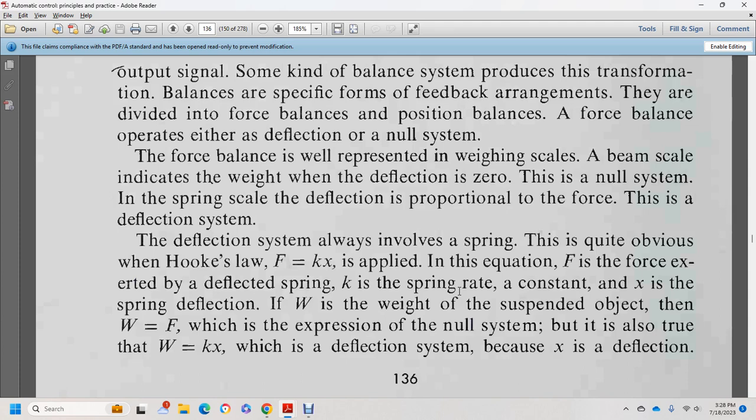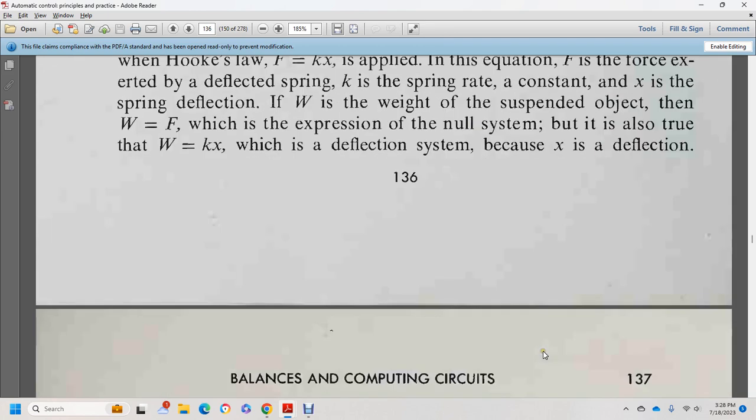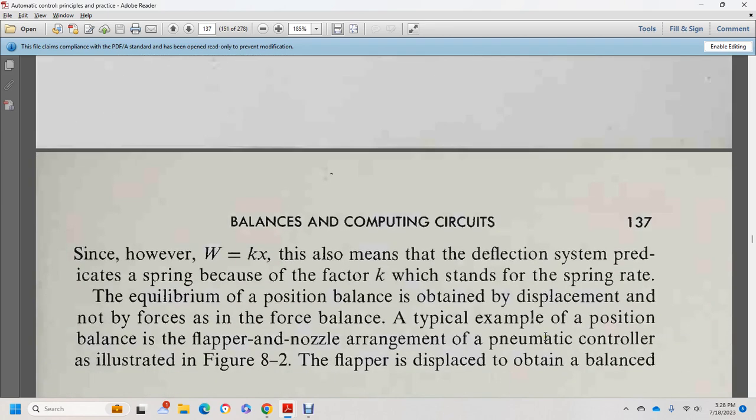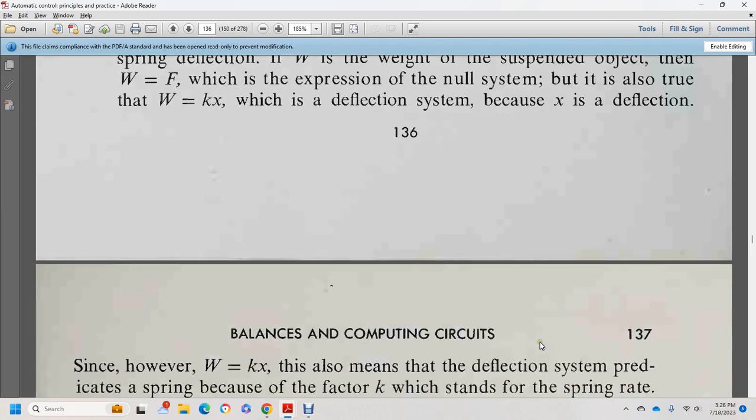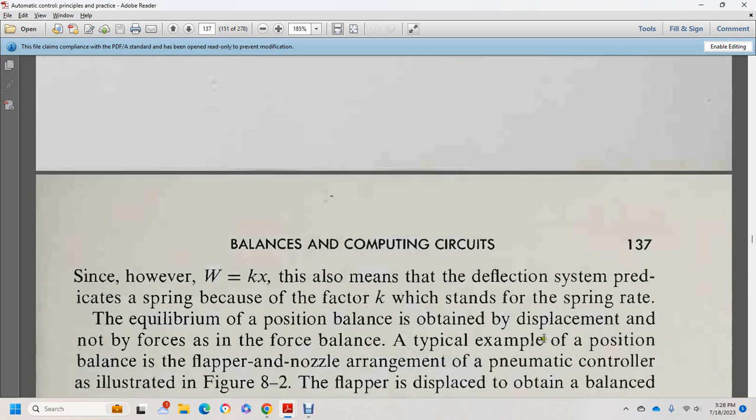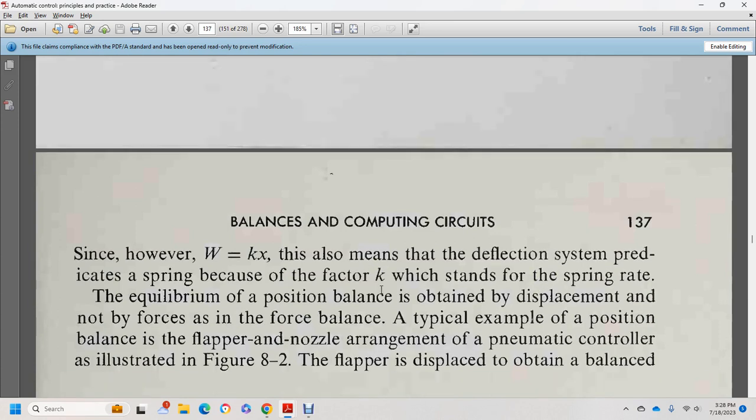If W, the weight of the suspended object, is equal to the force exerted by the deflected spring, that is the expression of the null system. It is also true that the weight of the suspended object equals the spring rate constant times x, the spring deflection, which is the deflection system. The weight is equal to the applied spring rate constant times the spring deflection. This also means the deflection system depends on the spring, because of the k, which stands for the spring rate. In position balance, equilibrium is obtained with displacement, not by forces.